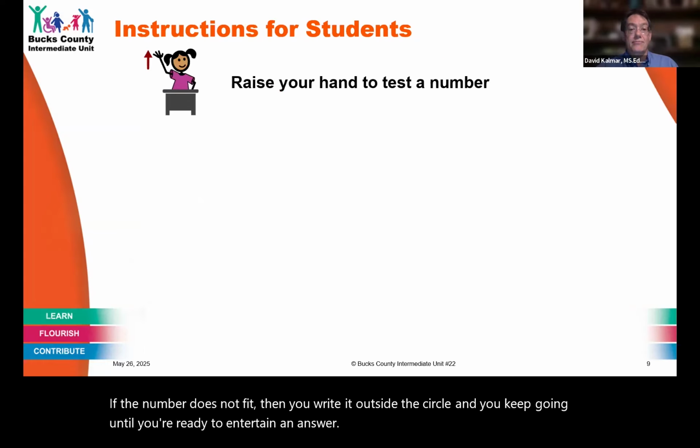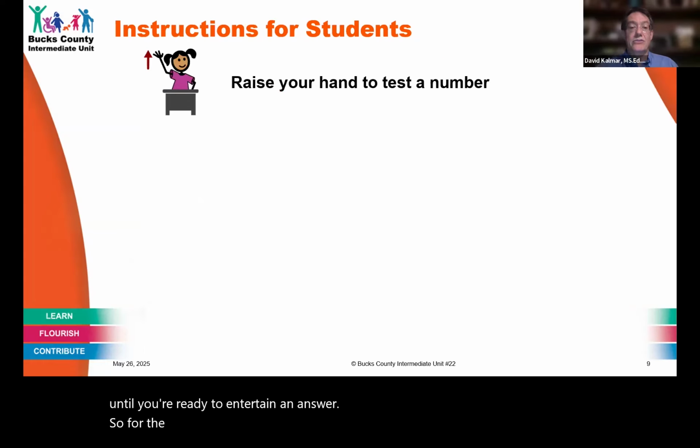So for the students, here's a template. You can use this slide. You raise your hand to test the number. You look for a pattern or rule for the numbers in the circle. Thumbs up if you know the rule. Shh, keep the rule in your head. Don't be blurting out the answer. And lastly, help others see the rule by giving numbers that work.